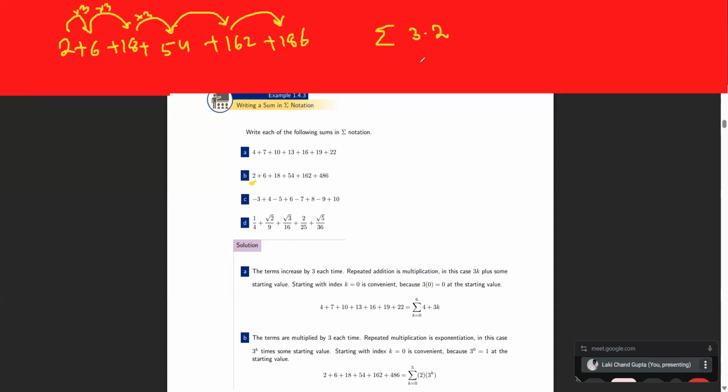3 is multiplied. It means that when you see the third term, you can see there is multiplication of 3 raised to 2. In the fourth term, 3 raised to 3, right? That's the pattern. It means 3 raised to I into 2, where I starts from 0 to 1, 2, 3, 4, 5 terms.